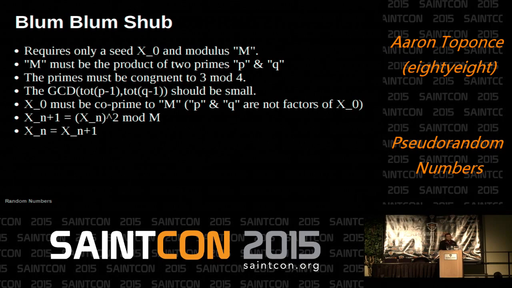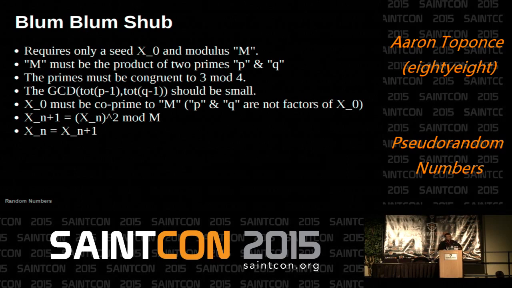Unfortunately, setting up Blum Blum Shub is kind of intense. The primes must be congruent to 3 mod 4. That means that p mod 4 is 3 and q mod 4 is 3. The greatest common divisor of Euler's totient function of p minus 1 and Euler's totient function of q minus 1 should be small. The smaller that value is, the larger the cycle length of this generator will be. Finally, x naught, our seed, must be co-prime with M. That means that p and q are not factors of x naught.